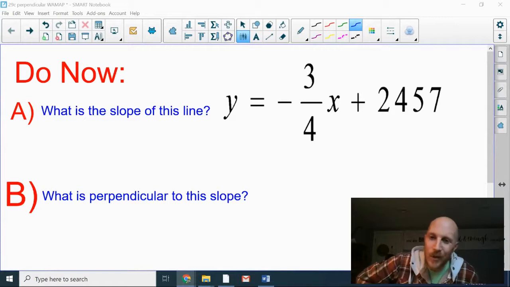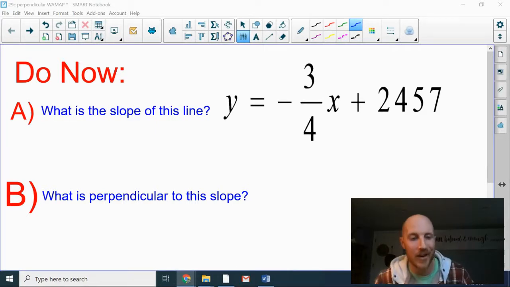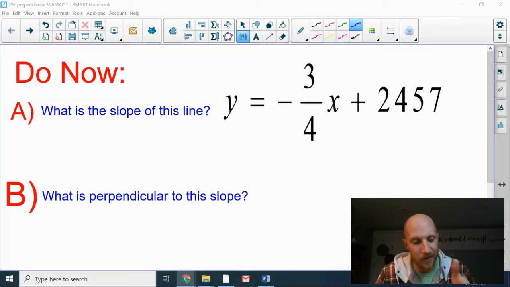Oh my gosh, look at that equation. y equals negative 3/4 x plus 2,457. Oh, this is going to be the hardest question ever. All right. So, A, what's the slope? And B, what would be the slope perpendicular to that line's slope? Go ahead and hit pause for an hour while you figure this out, and I'll wait for you here.